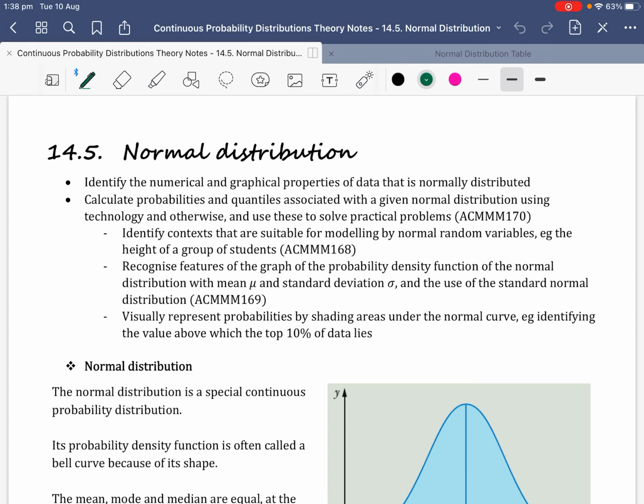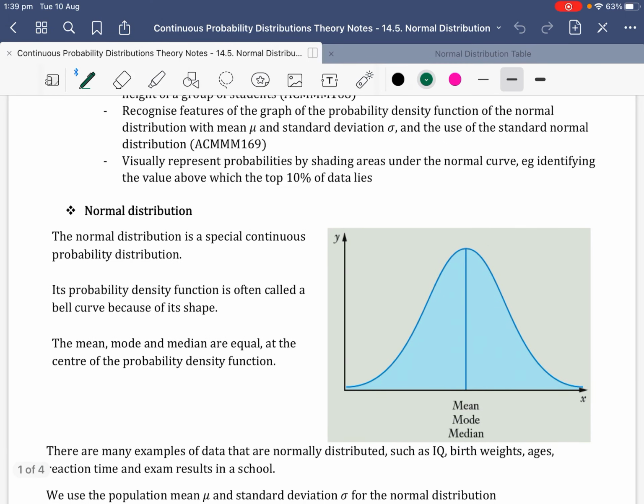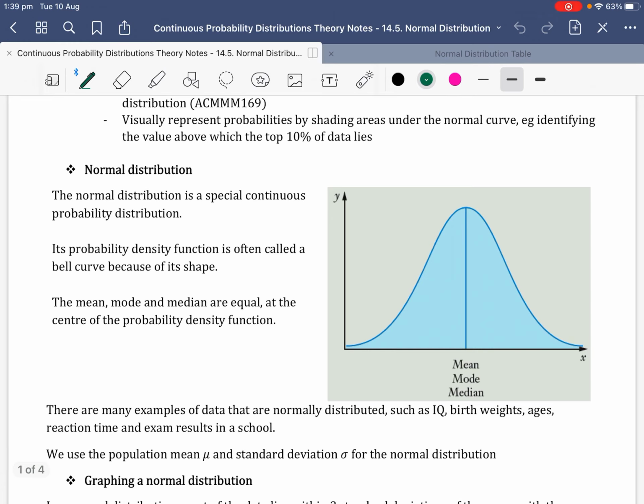Hi Year 12. Today what we're looking at is normal distribution. So the normal distribution is a special continuous probability distribution. Its probability density function is often called a bell curve because of its shape. The mean, mode and median are equal at the centre of the probability density function as shown.